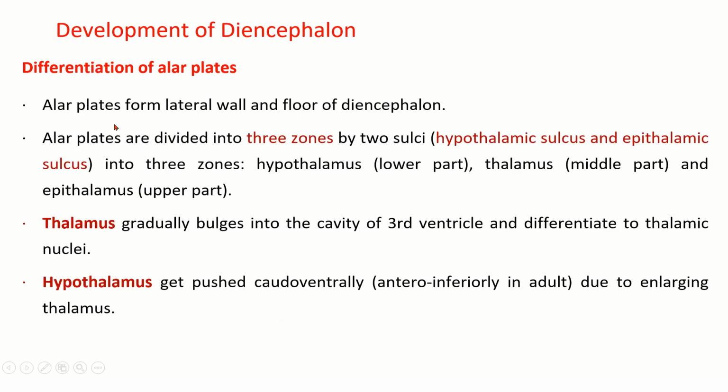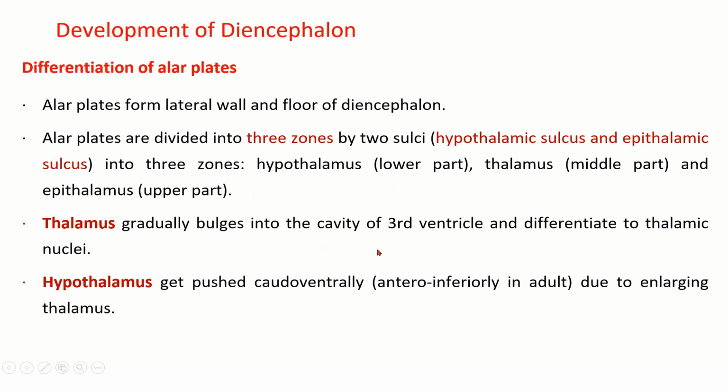Alar plates. Alar plates form lateral walls and floor of diencephalon. The alar plates will form three zones separated by two sulci, hypothalamic sulcus and epithalamic sulcus. The three zones are hypothalamus, the lower part, thalamus, the middle part, and epithalamus, the upper part.